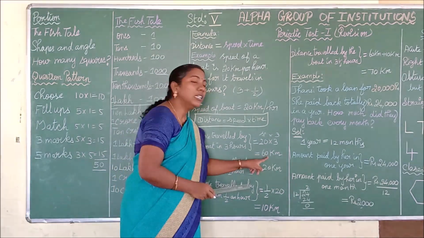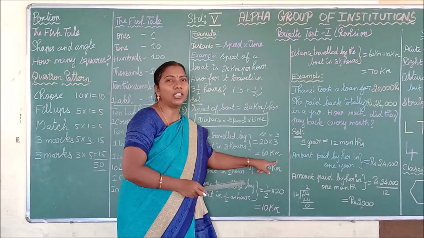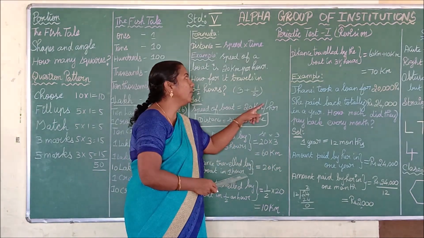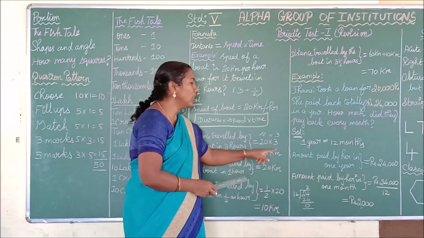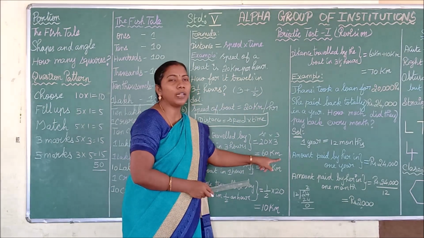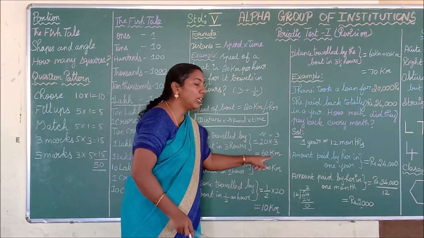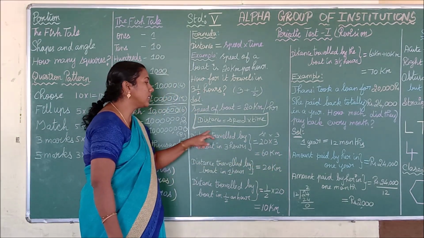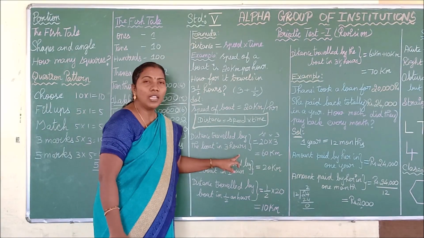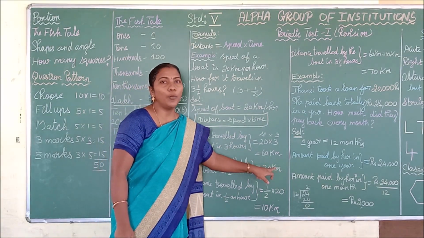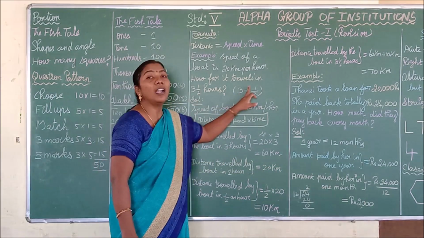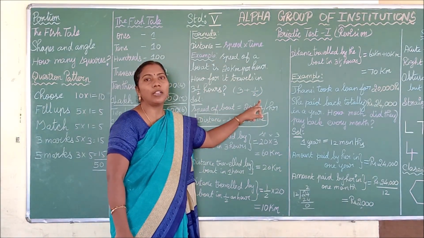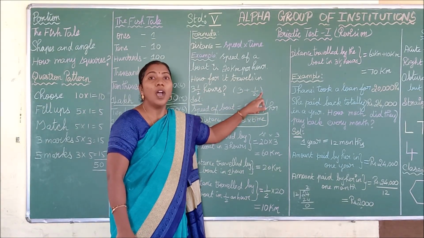So what is the answer? 60. So here you have to write the unit of distance. In the question they gave the unit as kilometer. So here you have to write the unit as kilometer. Thus your answer is 60 kilometers. Thus the distance travelled by the boat in 3 hours is 60 kilometers. In the question they asked 3.5 hours. So next we are going to calculate the distance travelled by the boat in half an hour.